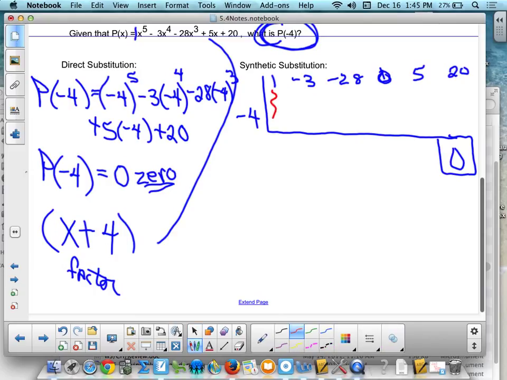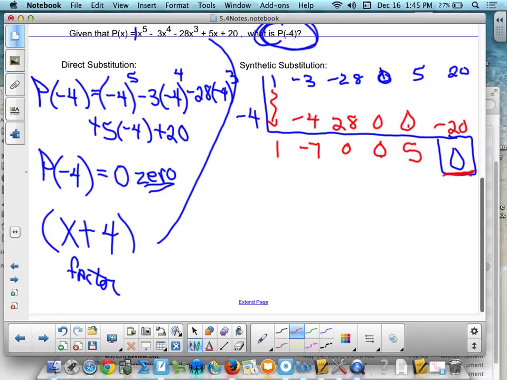Here I go. I bring down the 1, multiply by -4 and add down. Multiply. 28. Look at this. 0. This times this, 0. This plus this, 0. This times this, 0. This plus 0, 5. This times this, negative 20. And this plus this, 0. Oh, look at that. I did that in no time.